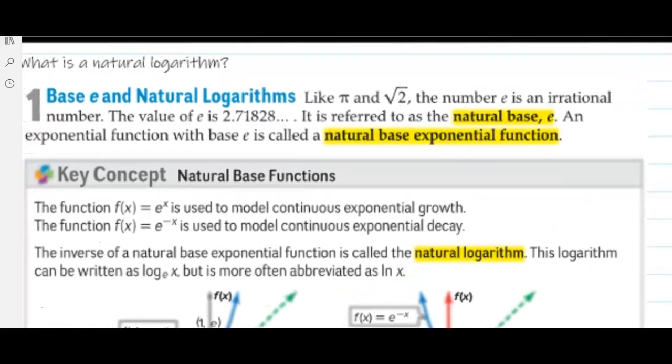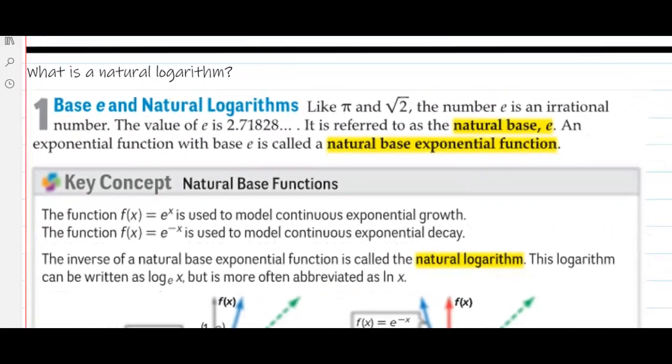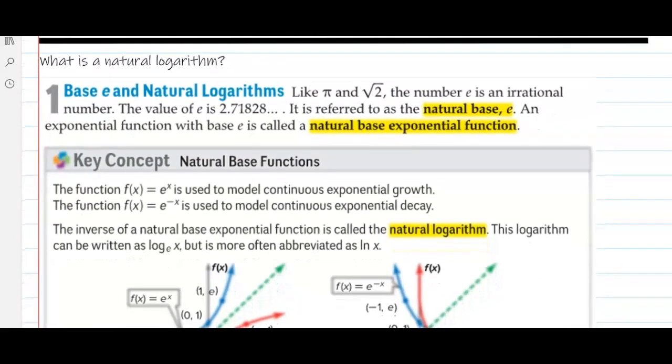The next thing we're going to talk about is what is a natural logarithm. So in math, we have a lot of interesting numbers like pi, 3.14159, and so on, radical 2. There's also a number, and the number is e. It's a script little letter e, and it's an irrational number. Its value is 2.71828. It's considered the natural base, all right?